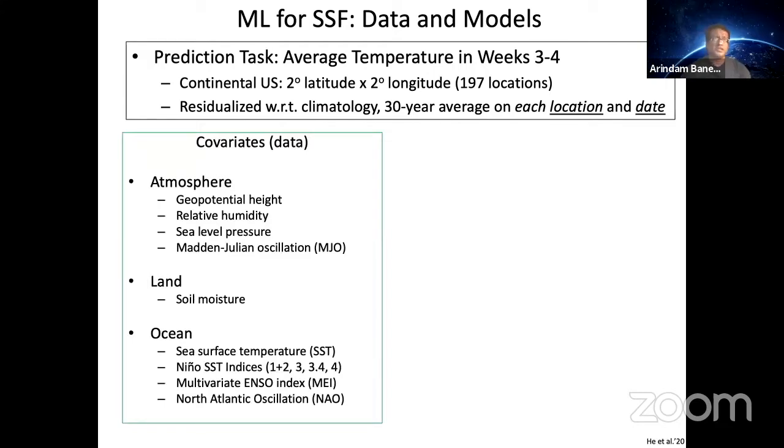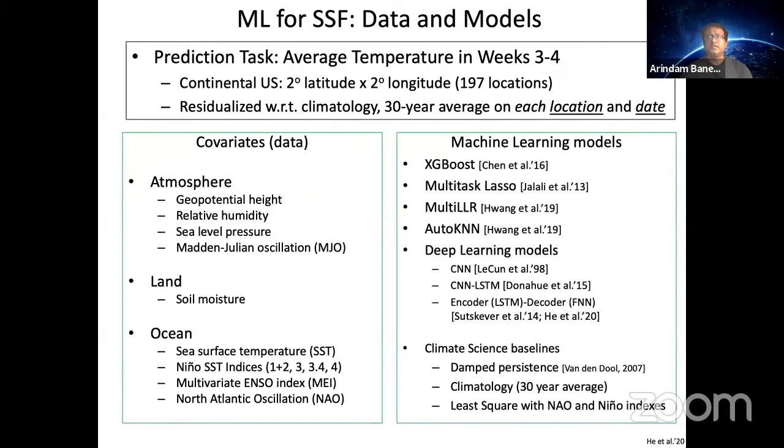In terms of the covariates, we used covariates from the atmosphere, land, and ocean. We use geopotential height, relative humidity, sea level pressure, Madden-Julian oscillation. These are atmospheric variables or processes. For the land, we use soil moisture. For the ocean, we use sea surface temperature globally, and the NINO indices, multivariate ENSO index, and the North Atlantic oscillation.